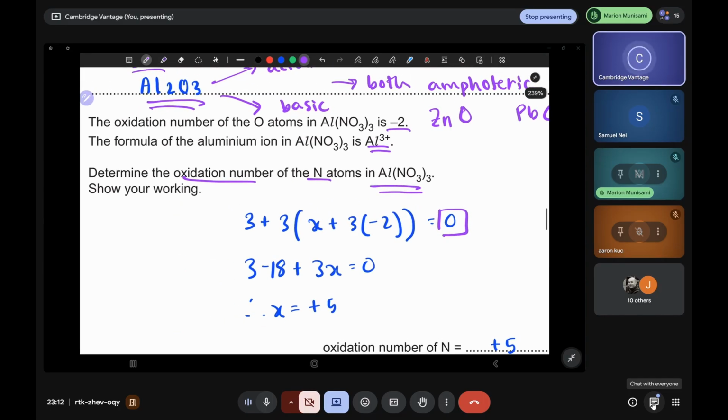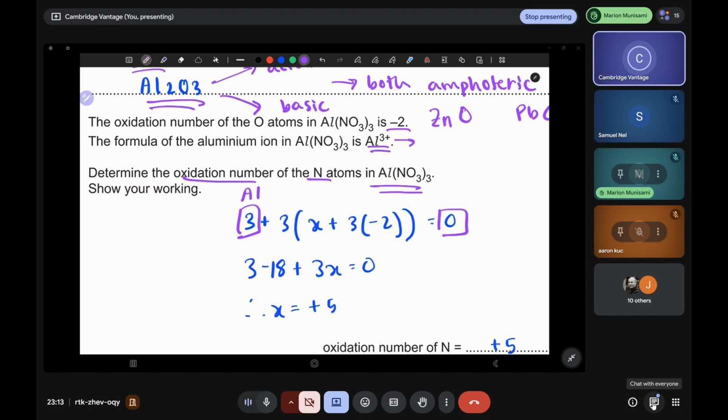So all the different oxidation numbers, if we add them up accordingly, we should end up with 0 if it's a compound. If it's an ion, then the oxidation number is essentially the charge of the ion itself. So for example, for aluminum, the charge is going to be +3. So that's why we write a +3 over here. This is for the aluminum.